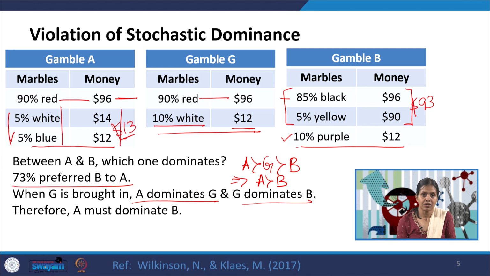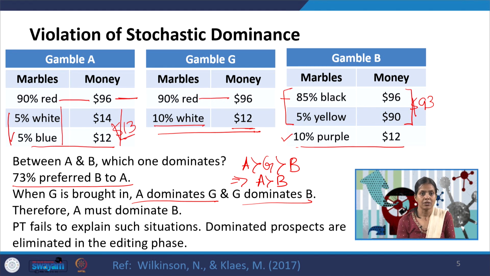Therefore, A must dominate B, but that was not observed. Now, PT fails to explain such situations. Dominated prospects are eliminated in the editing phase, but if there is no clear dominance, then people can make decisions which are in contradiction with the expected utility theory.